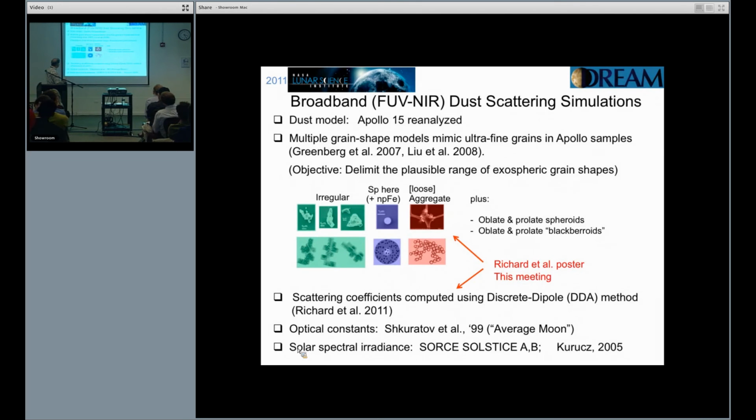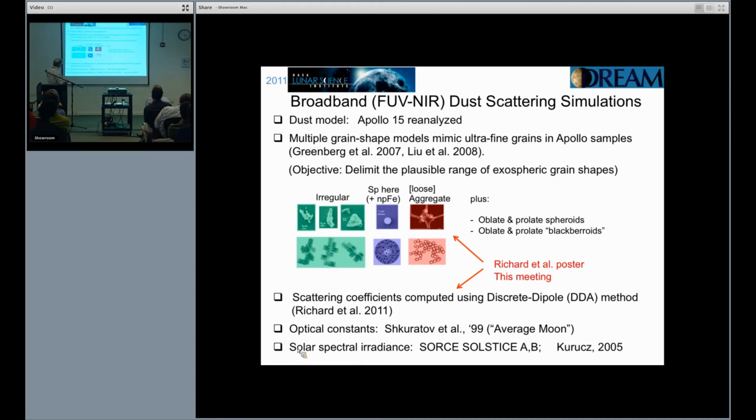Dennis, Richard, and I, and Tim, for the last couple of years, have been looking at multiple grain shape models. Dennis calculated the scattering properties of those grain shape models. We take them and put them into the instrument simulations. We've been doing this game now for a couple of years. This is kind of our collection at present.